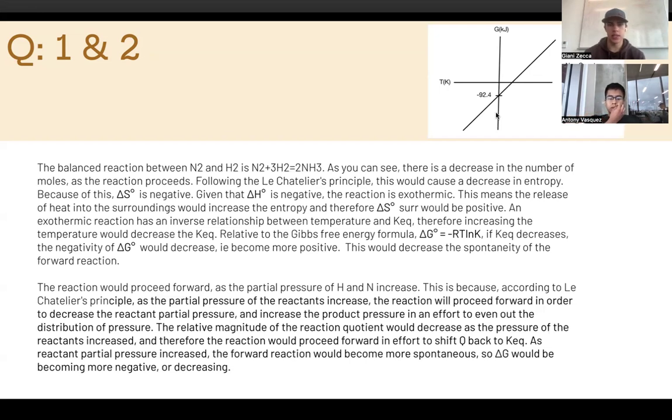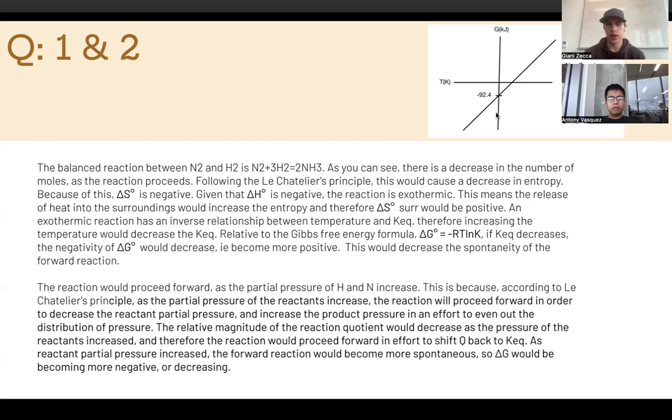Given that delta H is negative, the reaction is exothermic. This means the release of heat into the surroundings would increase the entropy, and therefore delta S of the surroundings would be positive. An exothermic reaction has an inverse relationship between temperature and KEQ. Therefore, increasing the temperature would decrease the KEQ. Relative to the Gibbs free energy formula, if KEQ decreases, the negativity of delta G would decrease, i.e. become more positive. This would decrease the spontaneity of the forward reaction.